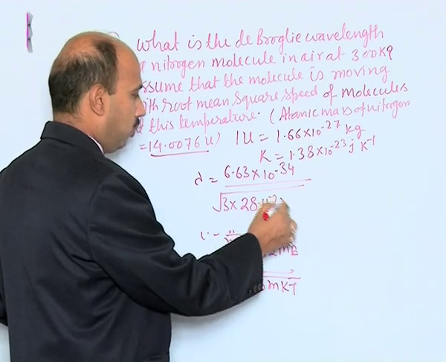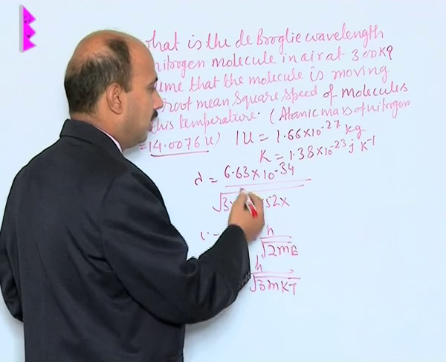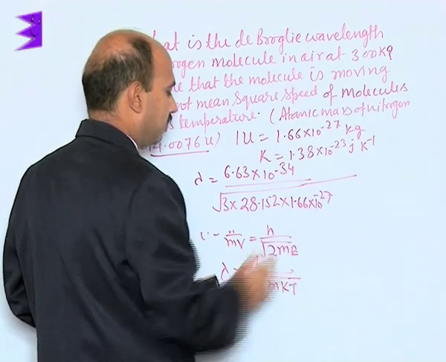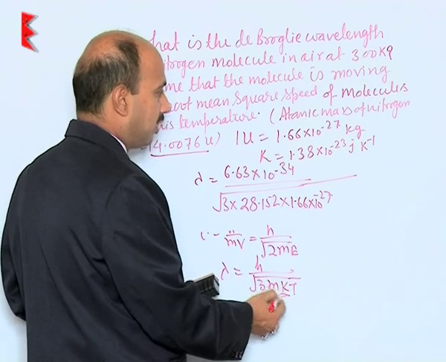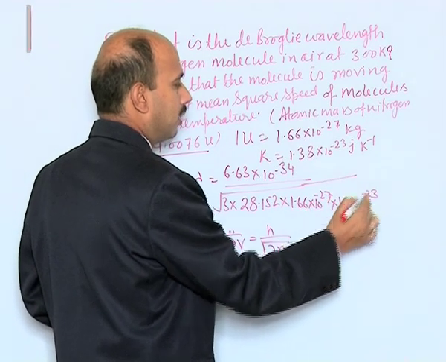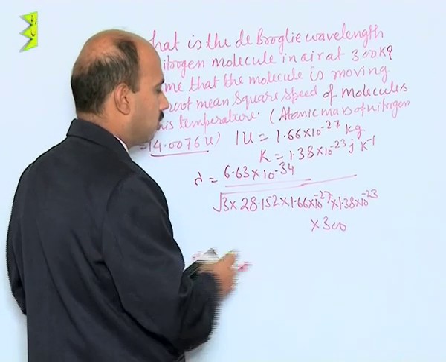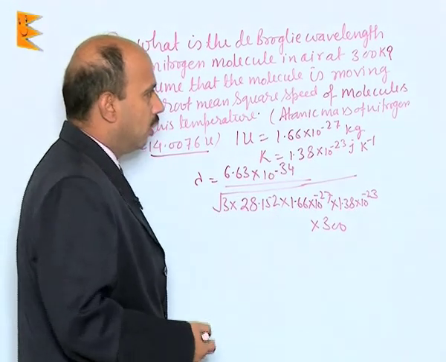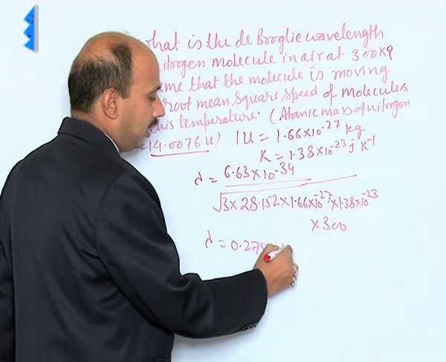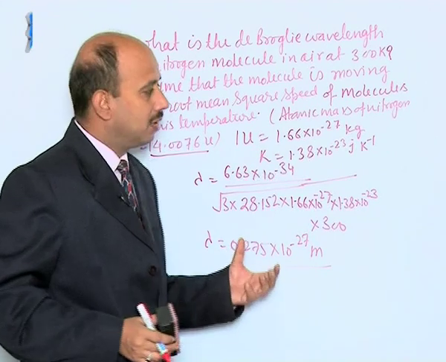28.152 into, that was in AMU, so we have to change it into kg. That will become 1.66 into 10 raised to power minus 27, into the Boltzmann constant k, which is 1.38 into 10 raised to power minus 23, into 300. So everything is under this square root. When we solve all these, we will get lambda is equal to 0.275 into 10 raised to power minus 27 meter. So this is the de Broglie wavelength of the nitrogen molecule.